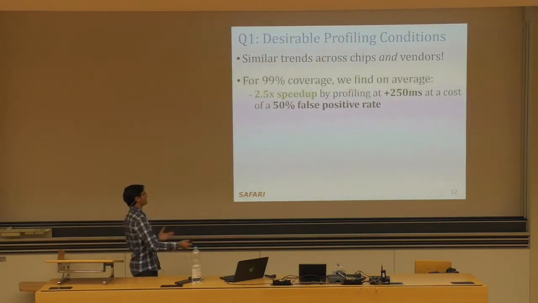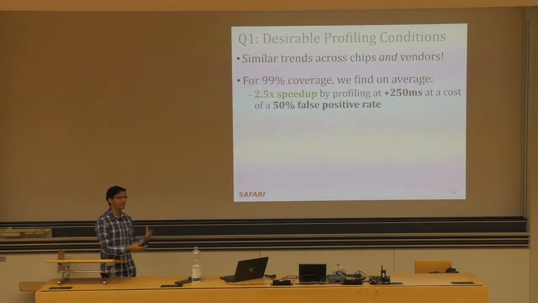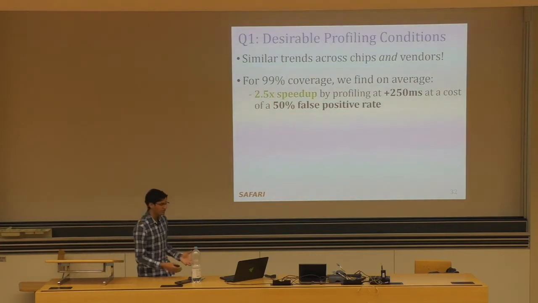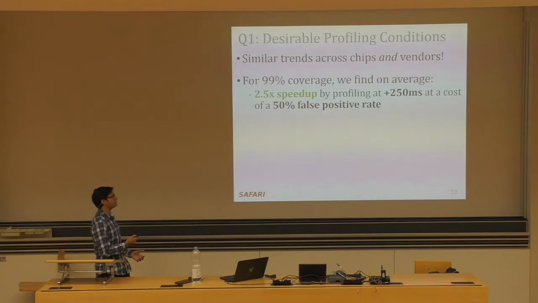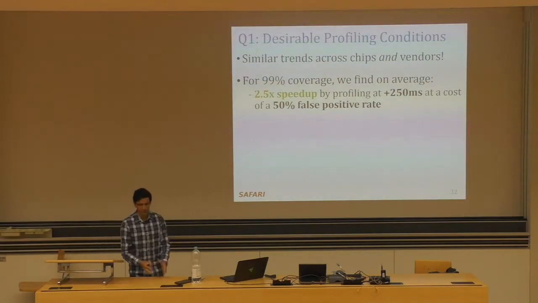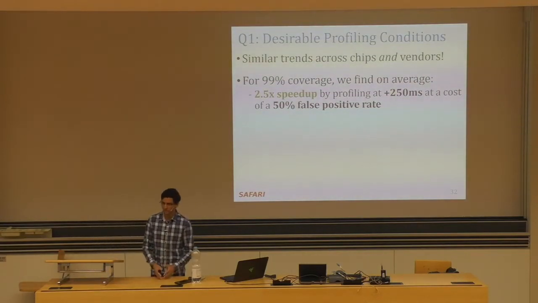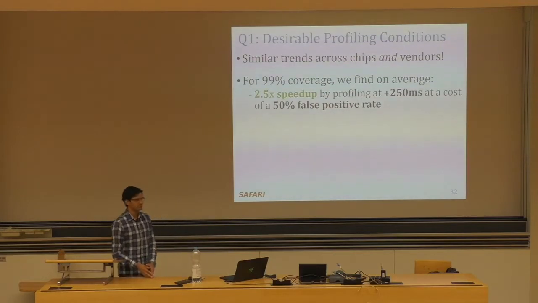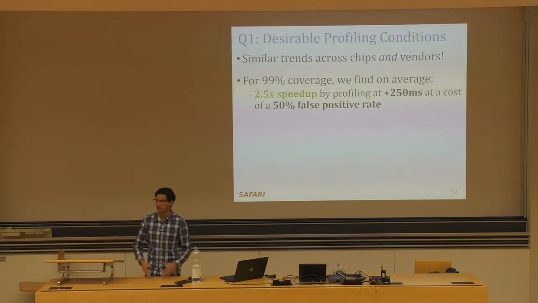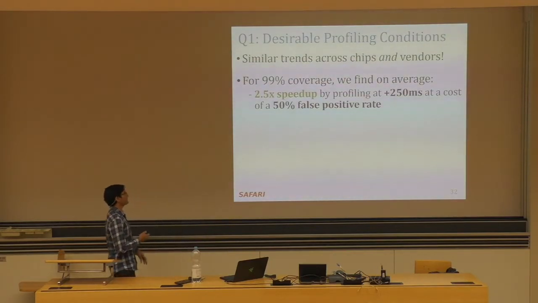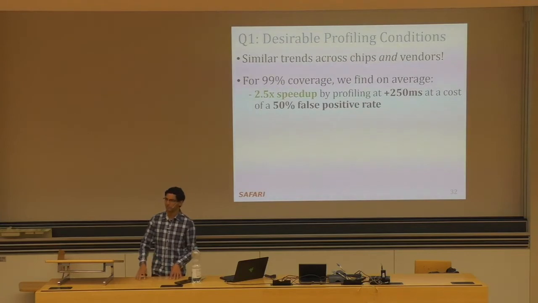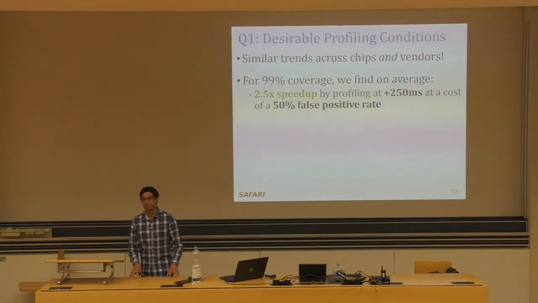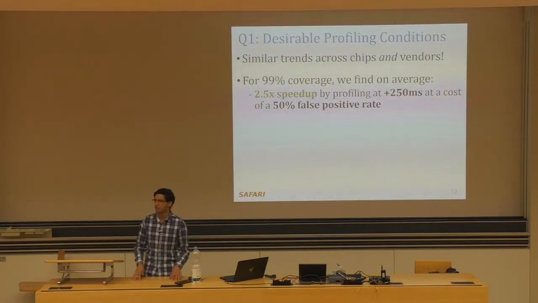And we find that as a general rule, in order to maintain 99% coverage of the set of errors, we can get a 2.5x speed up by profiling at plus 250 milliseconds above the target refresh interval, regardless of what that target refresh interval is, at least for reasonably low error rates. And this comes at an approximately 50% false positive rate. And while that might sound high, if we only have 100 errors to begin with, you're moving 100 to 150, and many of these error mitigation mechanisms can easily handle that type of error rate.